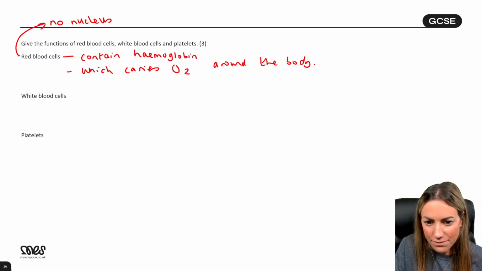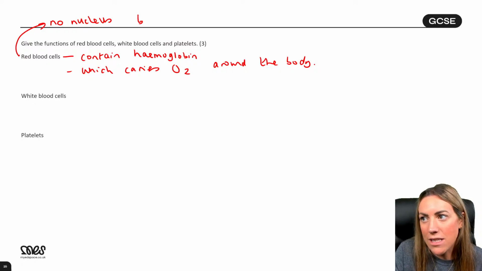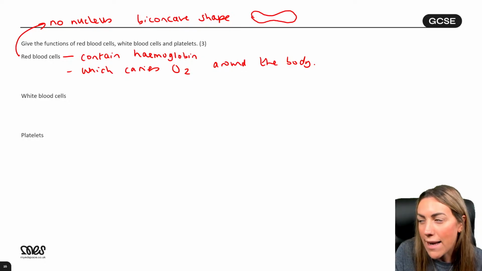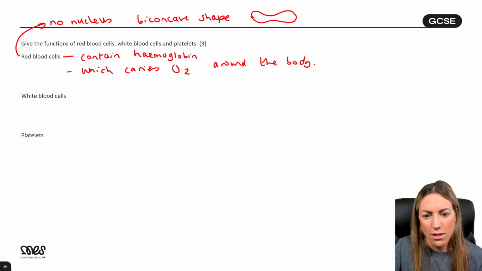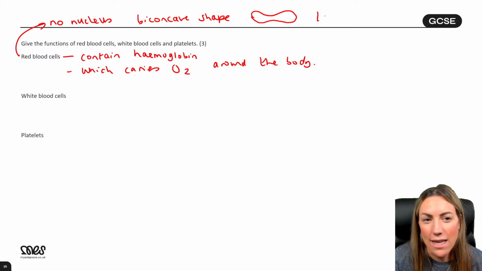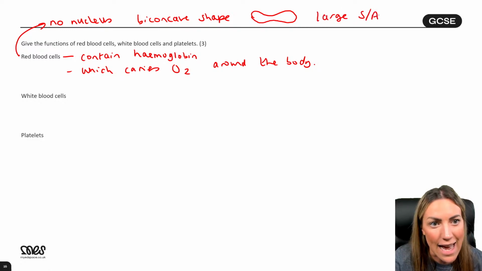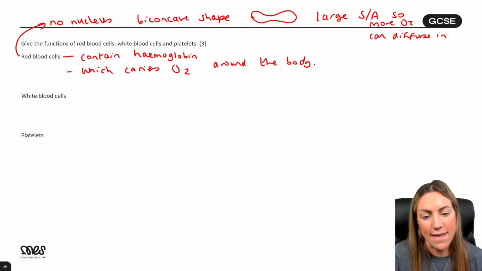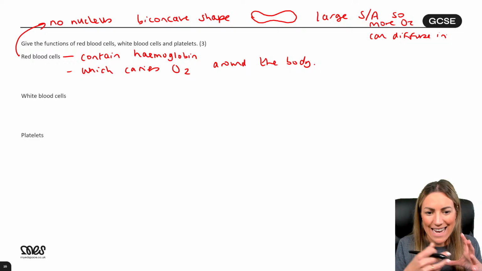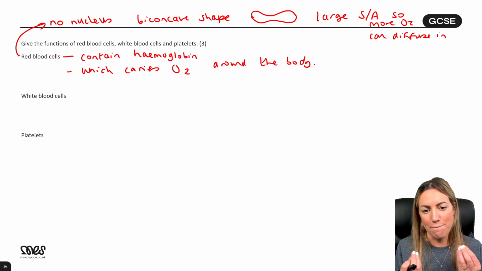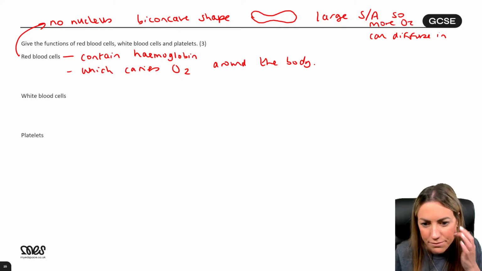Okay. Yes, we are, Nancy, don't worry. And some of you have said a biconcave shape. I'll just draw you it. It's kind of like this, isn't it? Biconcave shape, like a kind of squishy shape. So that's a large surface area, so more oxygen can diffuse in. Because they carry the oxygen, right? The oxygen has to get in. So the bigger the surface area of the red blood cell, the more oxygen can diffuse in, and then it can carry more oxygen, okay?